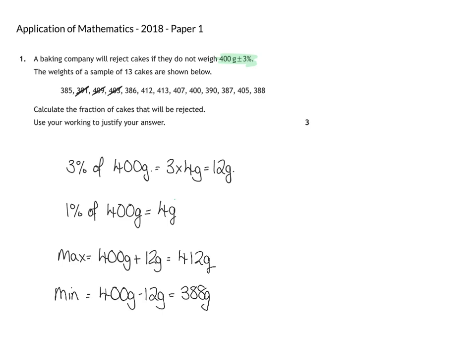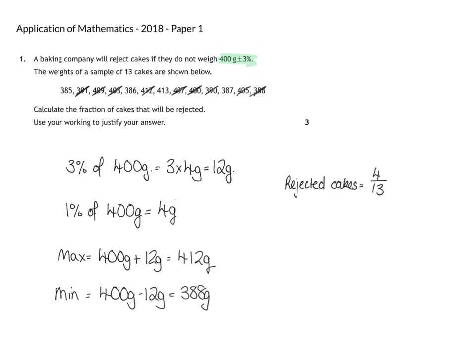386, that's too low, so it would be rejected. 412, that's okay, so we can score it out. 413 would be rejected though. We've got 407 would be okay, so score it out. So would 400. 390 would be okay. 387, that's too low. 405, that's okay. And 388, that's okay. So we have 4 cakes that would be rejected. So 1, 2, 3, 4. So we can say rejected cakes is going to be 4 out of 13.